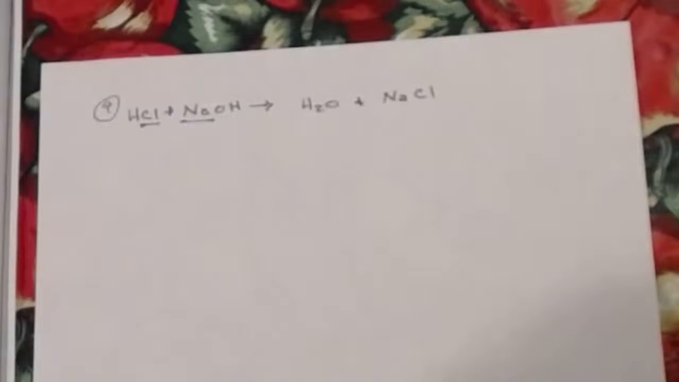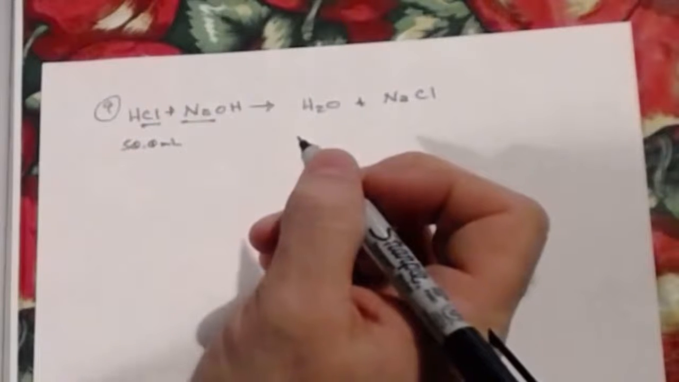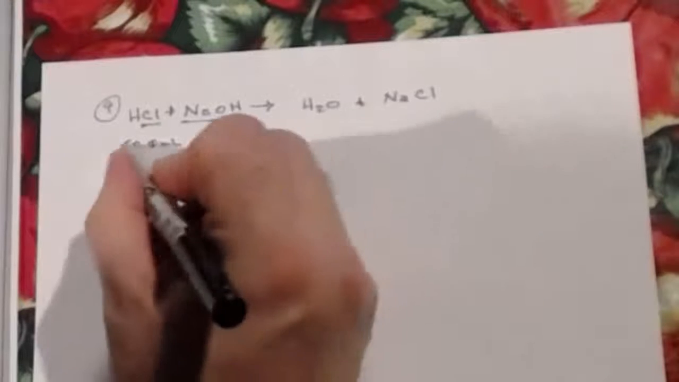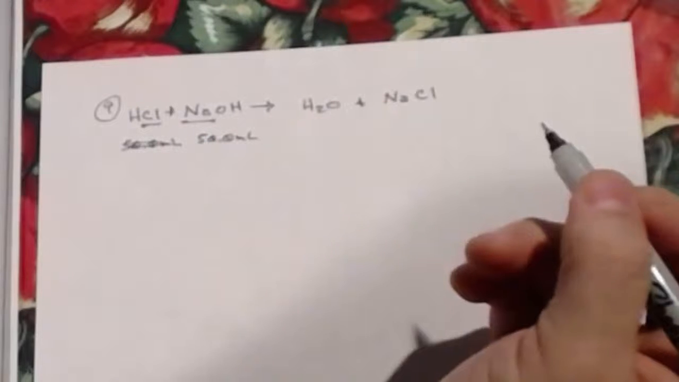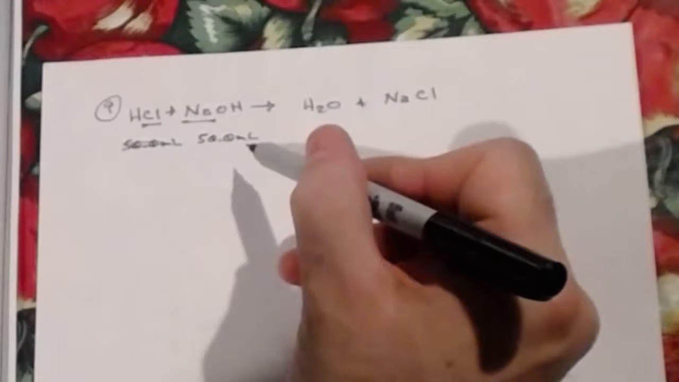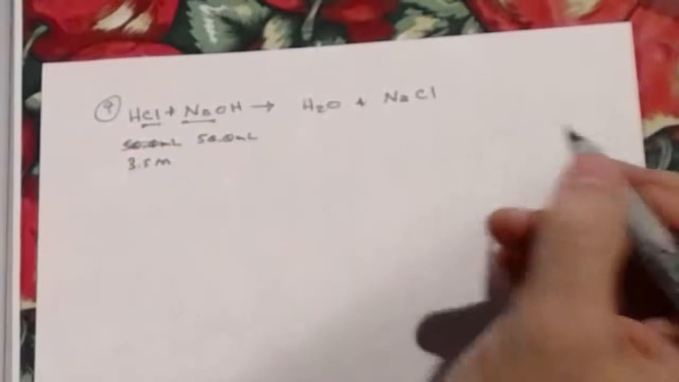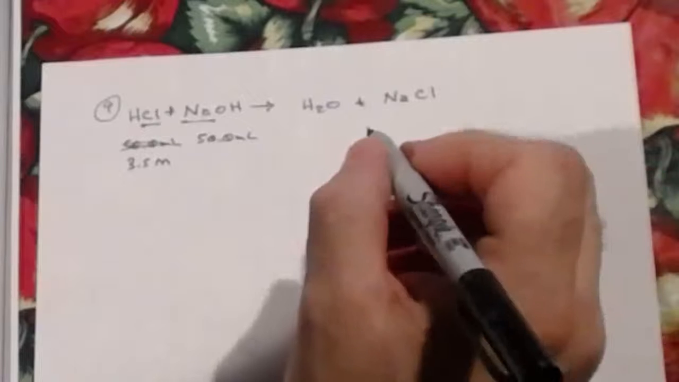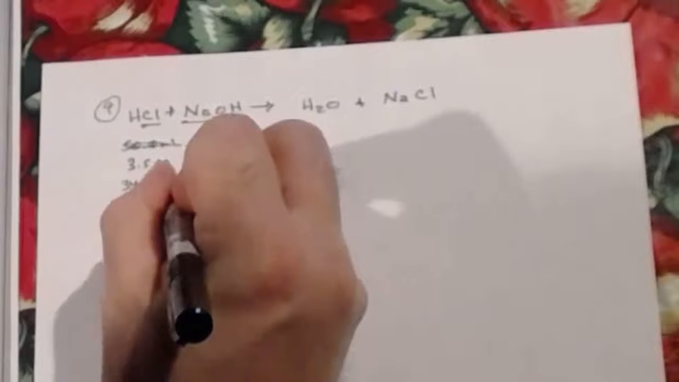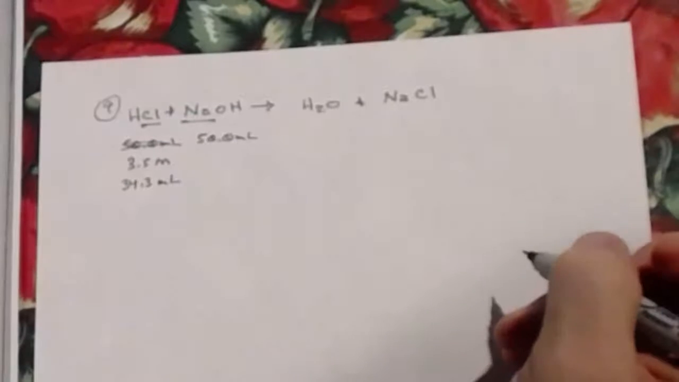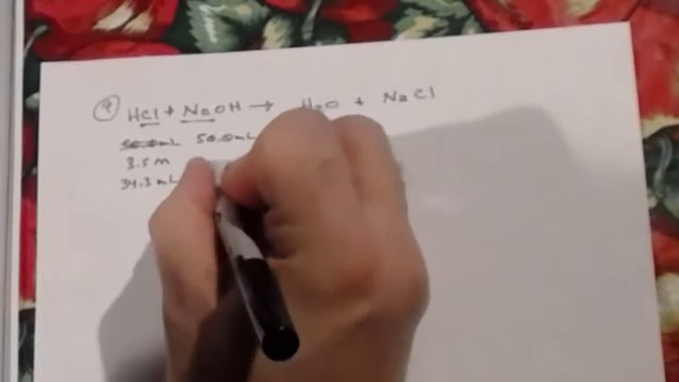To find this out, she titrates 50 milliliters of the sodium hydroxide sample. She titrates 50 milliliters of the solution with a 3.5 molar hydrochloric acid. If it takes 34.3 milliliters to reach the titration endpoint, what is the concentration of the sodium hydroxide?